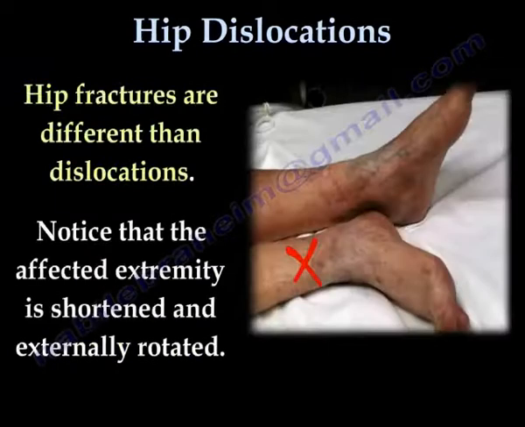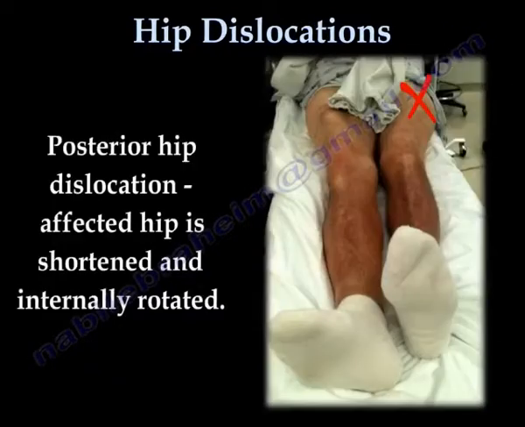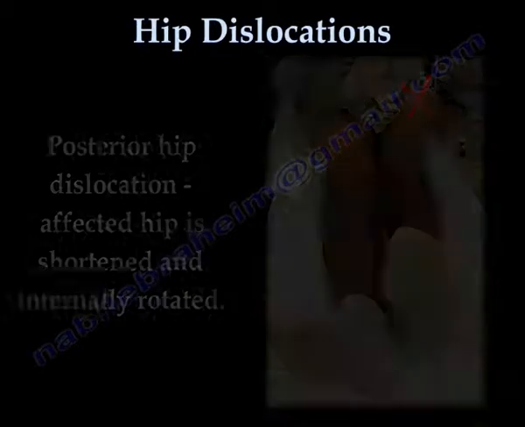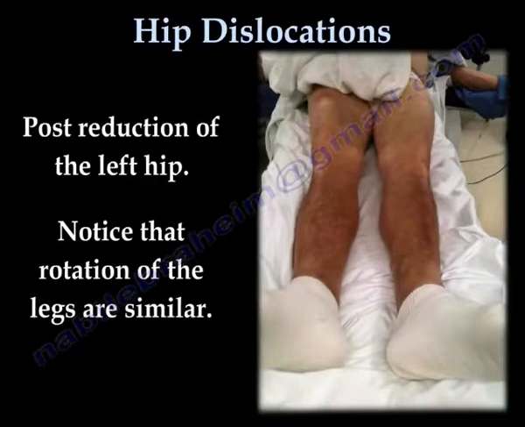Hip fractures are different than hip dislocation. In hip fracture, the affected extremity will be shortened and externally rotated. This patient had a posterior hip dislocation. Watch that the affected extremity is shortened and internally rotated. After reduction of the left hip, notice that rotation of the legs are similar.